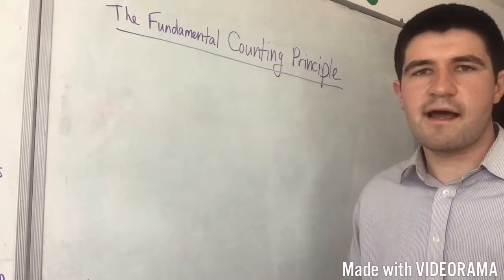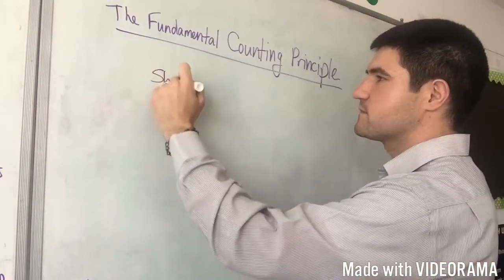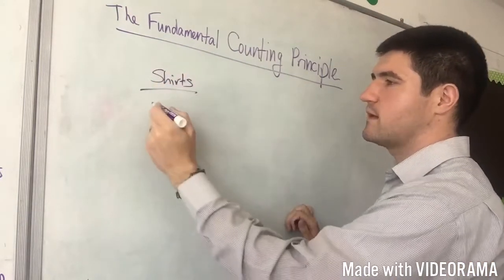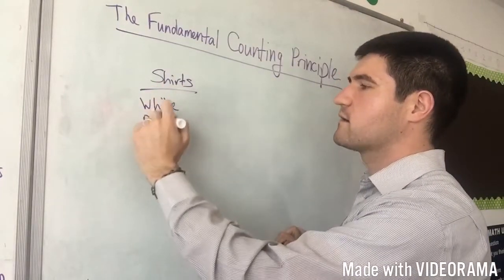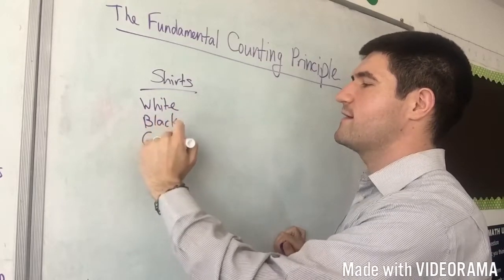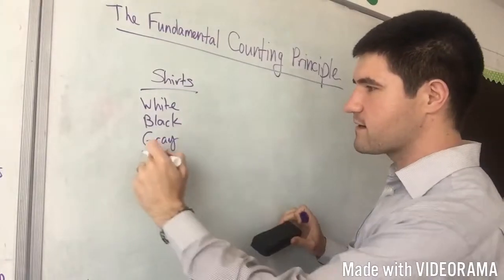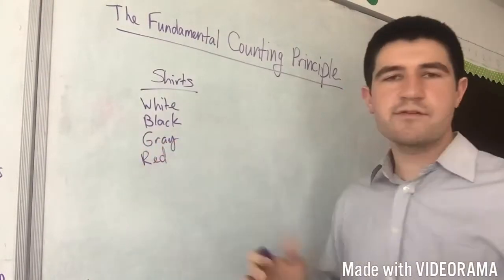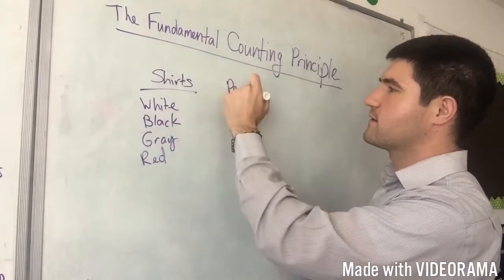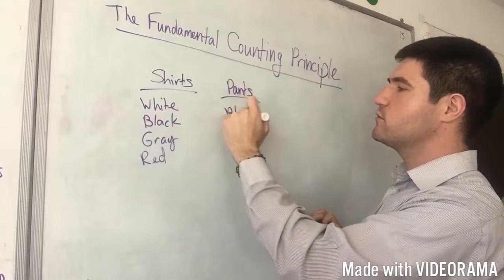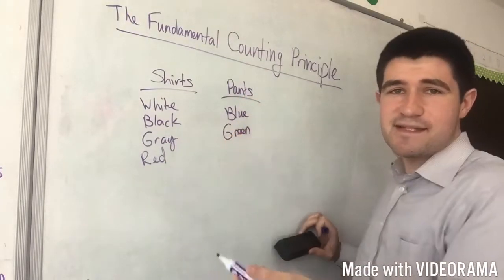So let's say that I have 4 shirts, and I have, let's see, white, black, gray, and make all the letters different, red. So I have a white shirt, a black shirt, a gray shirt, and a red shirt. And then I have 3 pairs of pants, which are either blue or, I don't know, maybe green. That'd be kind of weird. But let's say I have green pants.